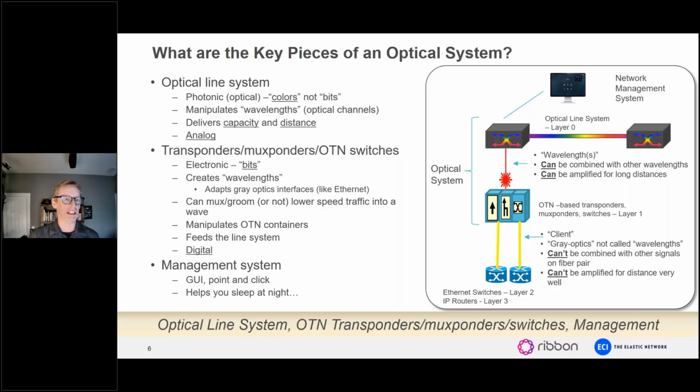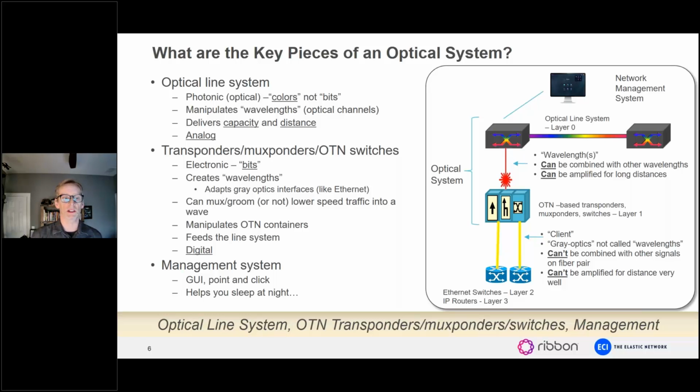So now that we've had our physics lesson, let's talk about the key pieces or components of an optical networking system. You can really think of it as three different types of things. First of all, there's an optical line system that operates at what folks sometimes call layer 0. It is completely photonic or optical, and it deals with colors of light or wavelengths of light. It knows nothing at all about bits. It's just light.